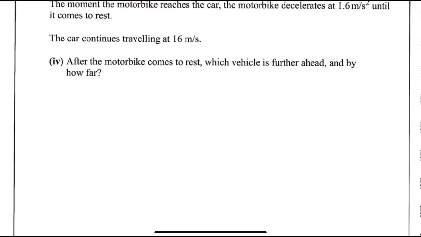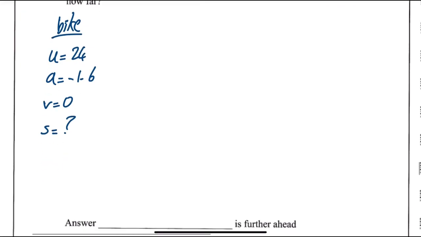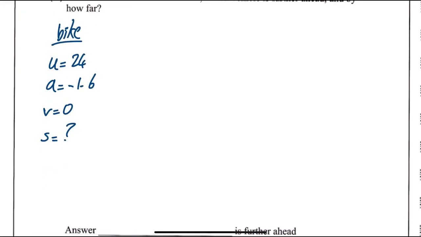So we're going to just look at the bike first of all. The motorbike was going at 24 metres per second. It then decelerates at 1.6 metres per second squared, which means its acceleration is minus 1.6. Comes to rest means your v equals 0. And we want to find two things. We want to find the distance that it goes and also the time it takes, because then we'll need to use that for the car as well. So we'll find our s first by using v squared equals u squared plus 2as.